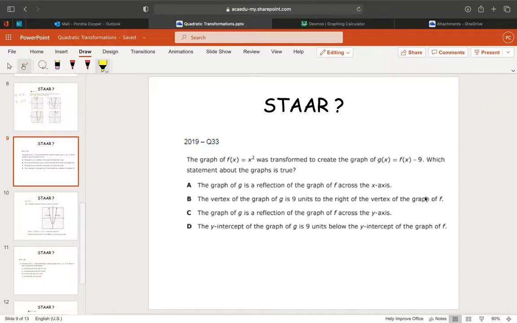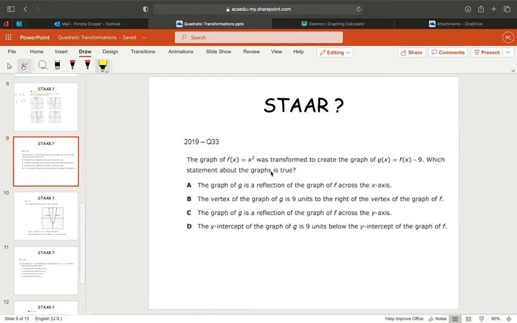Okay, here is a second question. Again, this is from the 2019 test. This is question number 33. It says the graph of x squared, which you will notice is the parent function, was transformed to create the graph g of x is equal to f of x minus 9. Which statement about the graph is true?